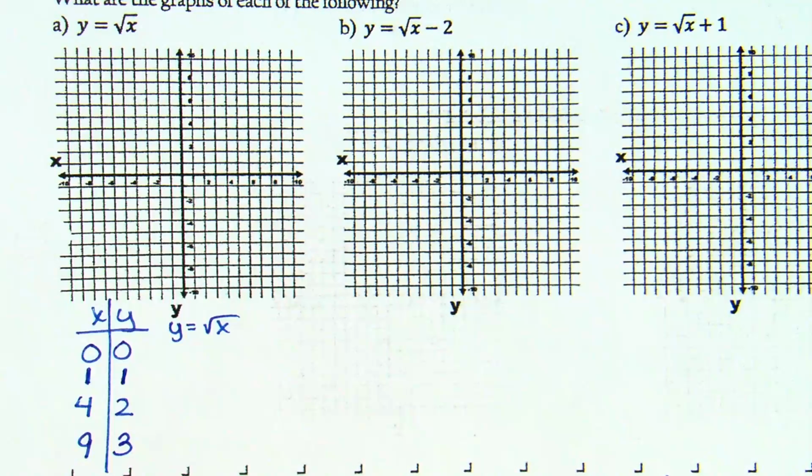Negatives. I didn't get any negatives in there. Should we get some negatives in there? No, because you can't take the square root of a negative when we're working with real numbers, right? So we can't take the square root of a negative.